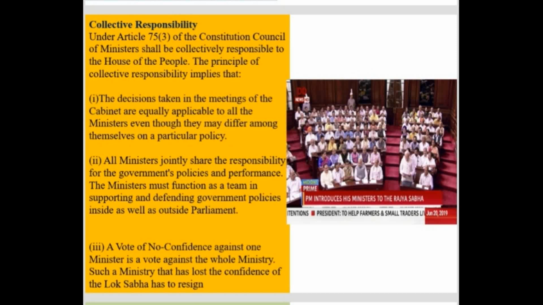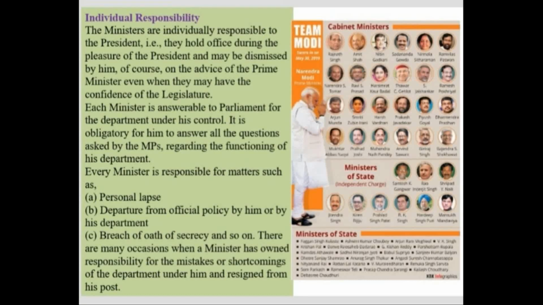So this is about the collective responsibility of Council of Ministers. Along with the collective responsibility as a whole team, each minister also has their individual responsibility. Until and unless every minister has individual responsibilities, they cannot fit into the model of collective responsibility. So what is this individual responsibility? The ministers are individually, that means every single minister, are individually responsible to the president.